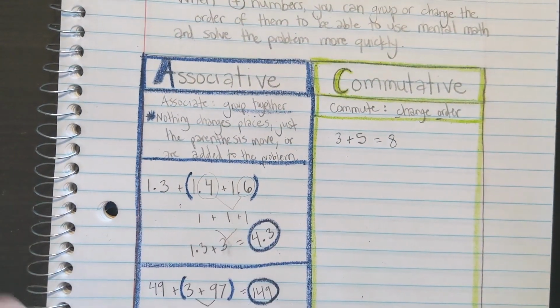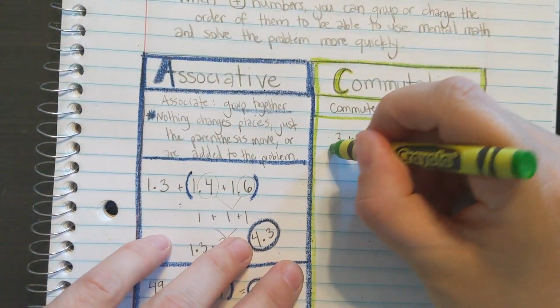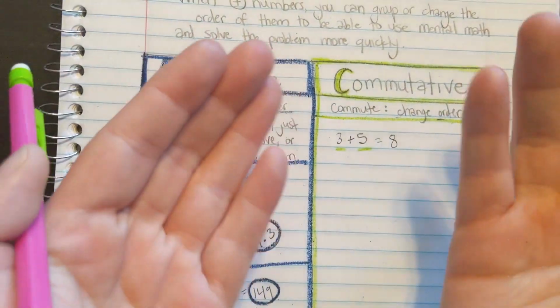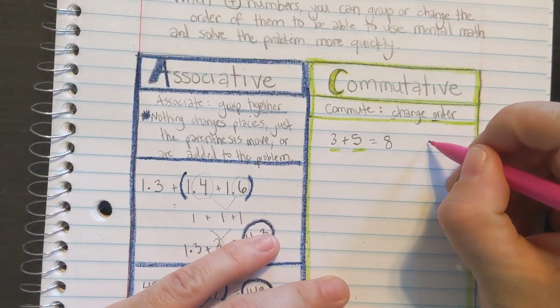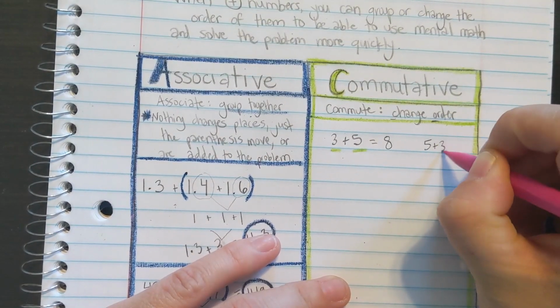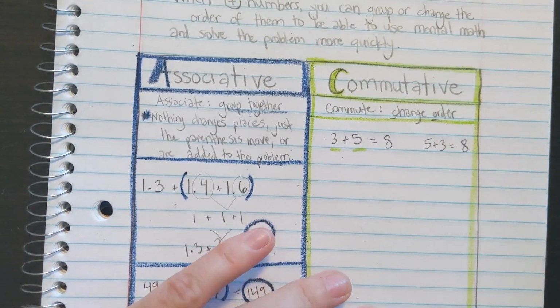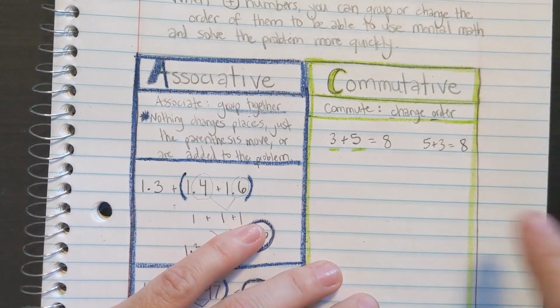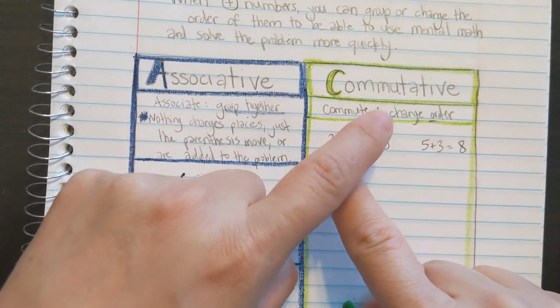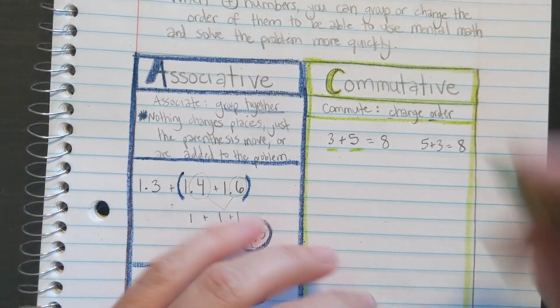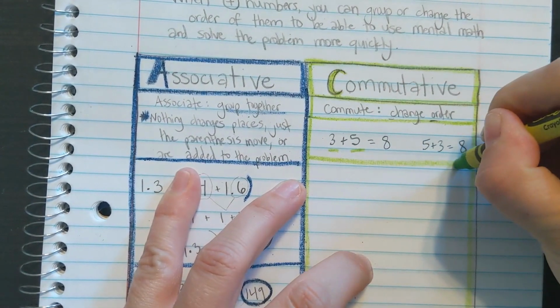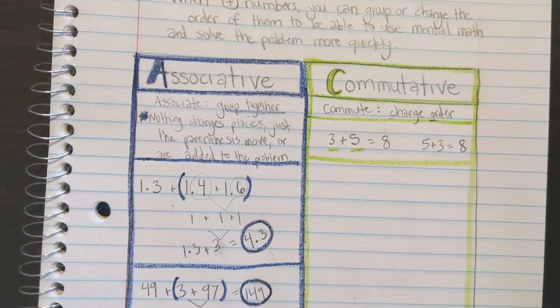And that is the same thing as if I were to go like this and swap the order. So it is the same thing as doing 5 plus 3. They both still equal 8. So I can take the 3 and 5 and change the order and it still equals 8. Yes? Yes, it does. So that's a really basic example of that one.